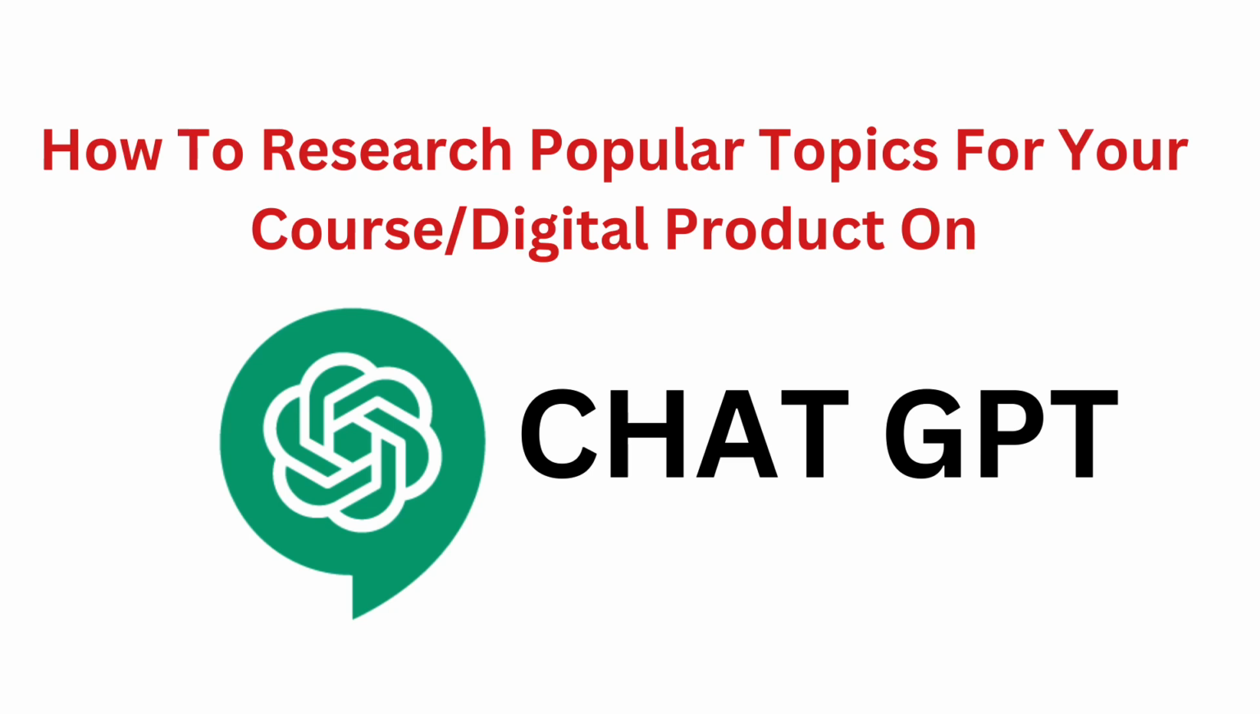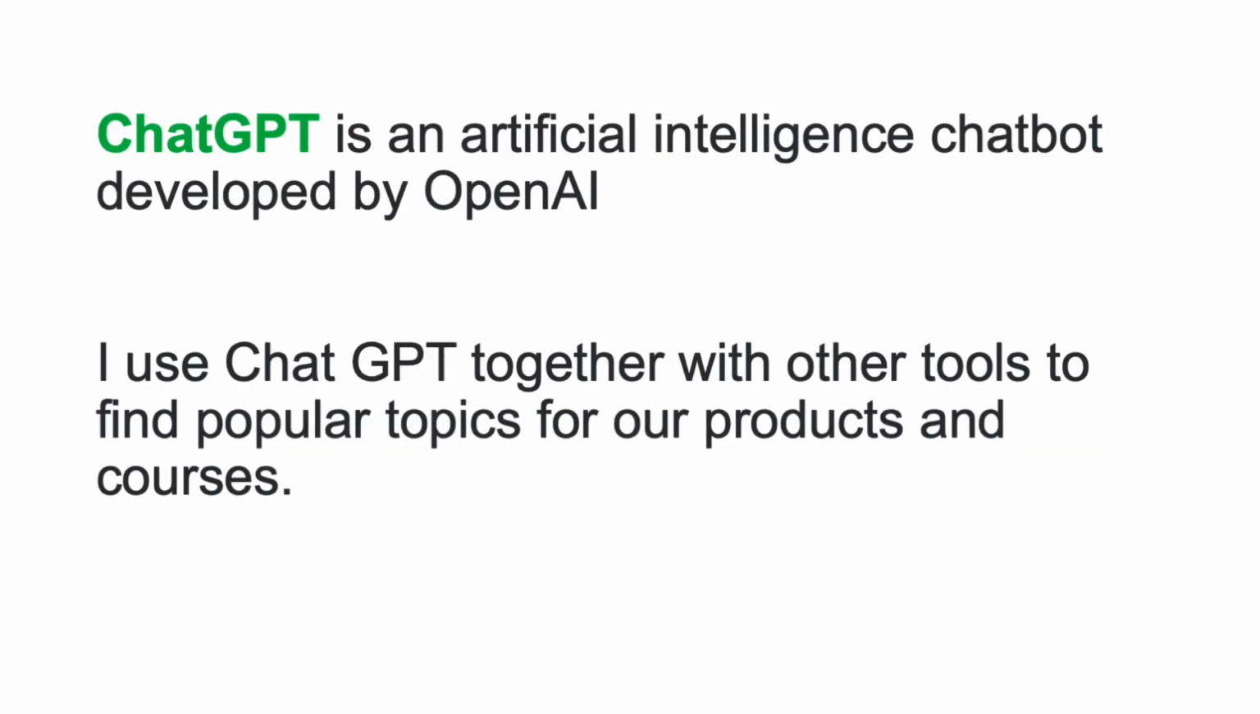How to research popular topics for your courses and digital products by using ChatGPT. ChatGPT is an artificial intelligence chatbot developed by OpenAI. I use ChatGPT together with other tools to find popular topics for our products and courses. In this video, I will show you the exact prompts that I use to get information out of ChatGPT that are useful for our products and courses.